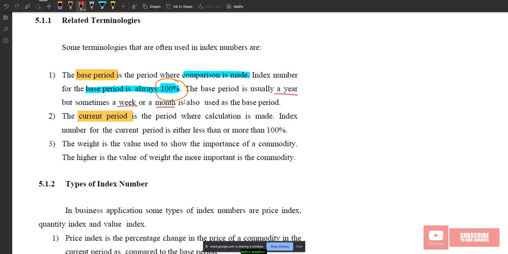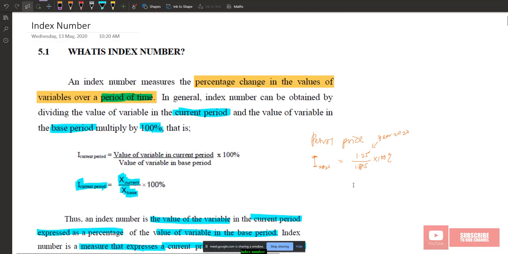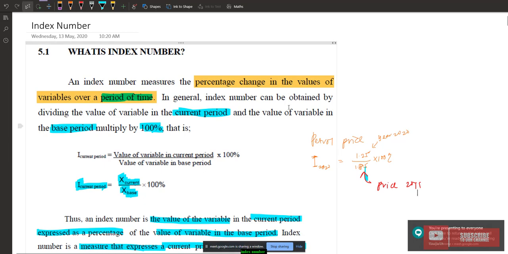The current period is the period where the calculation is made, right? As you can see from my example just now, I compare the petrol price for year 2020 with year 2019. This is the petrol price. This is the price for year 2019. This is the price for year 2020, right?